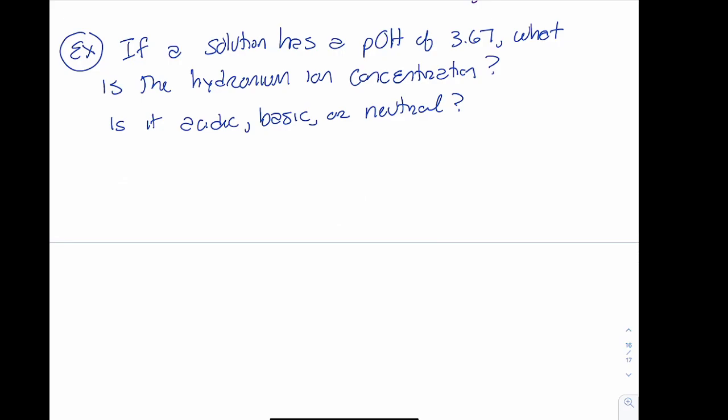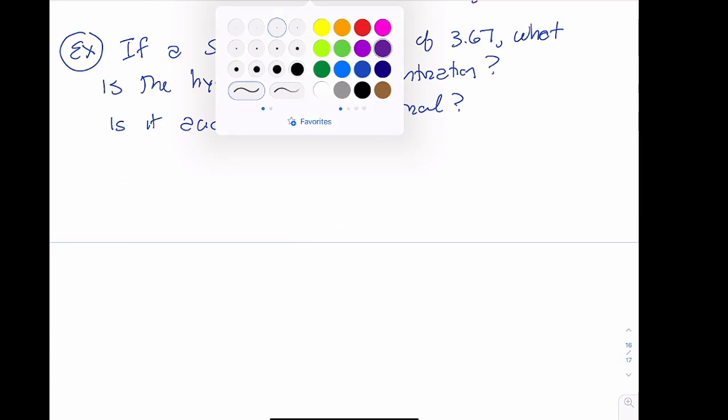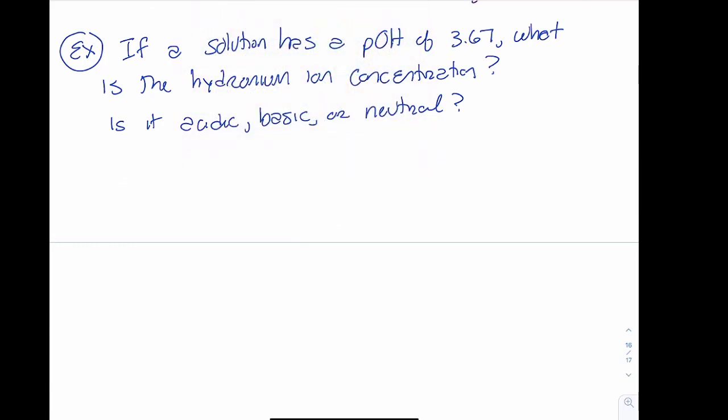Alrighty, hopefully you guys did that. So we can answer the second part of the question first if we want. My pOH is less than 7, right? So that makes this a basic solution. We can finish the problem and then confirm that if we want. So my pOH, and we're trying to solve for hydronium.